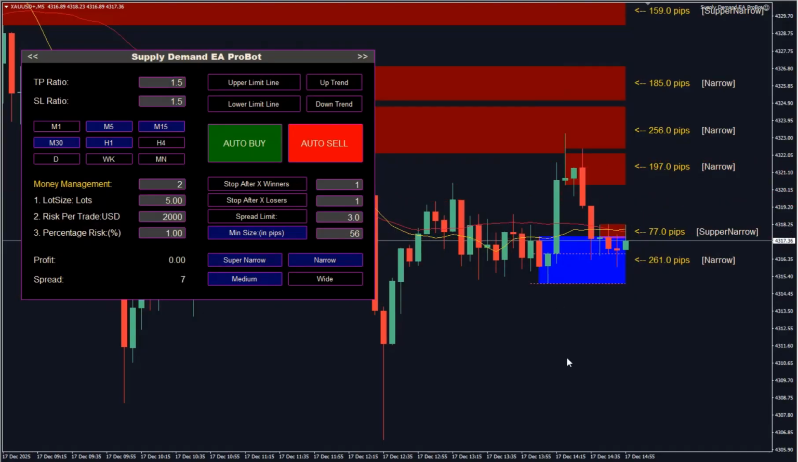Now, as you can see, the take profit target was reached and the trade closed. This is the first trade the EA placed, and now I will be waiting for the second trade the EA is going to give me today.